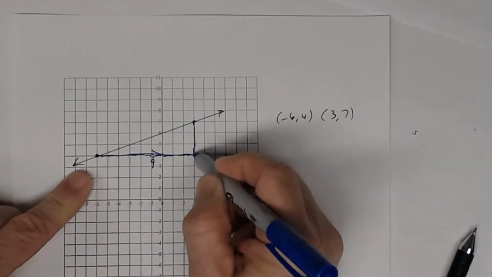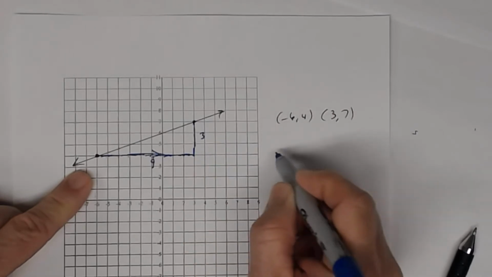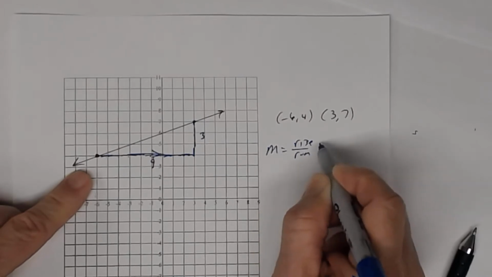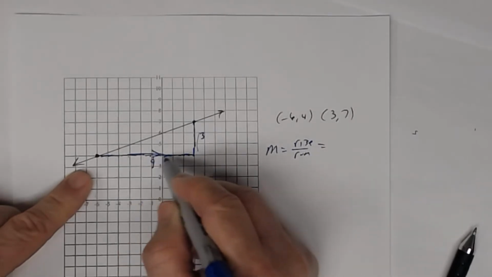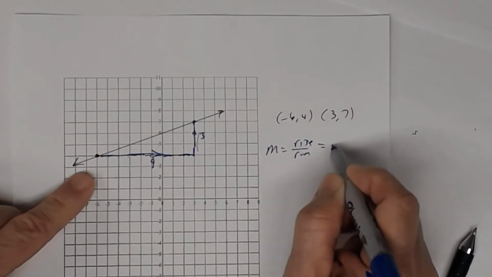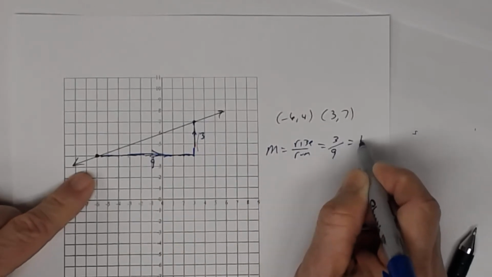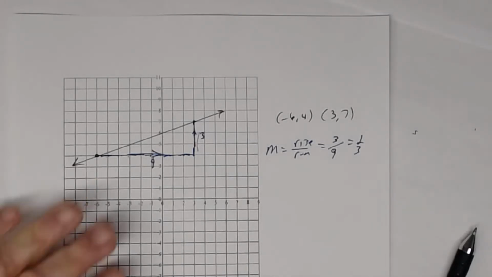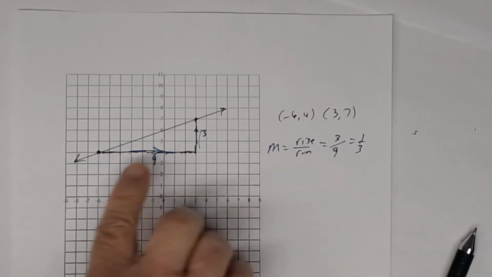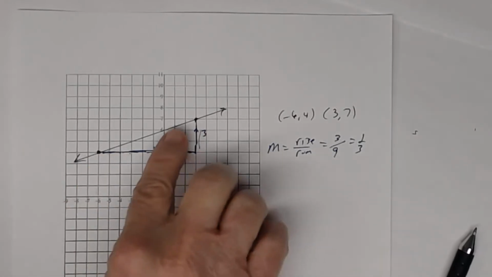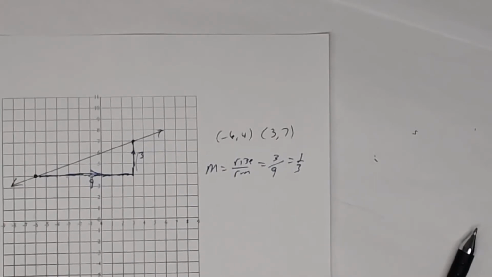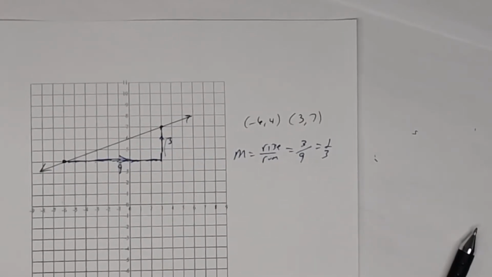And my rise is 1, 2, 3. So my slope would be rise over run, which is my rise is 3 and my run is, remember we went up, right? And my run is 9. But I got to reduce, so I get 1/3. So I just wanted to remind you about the idea of rise over run in terms of going from one point to another.